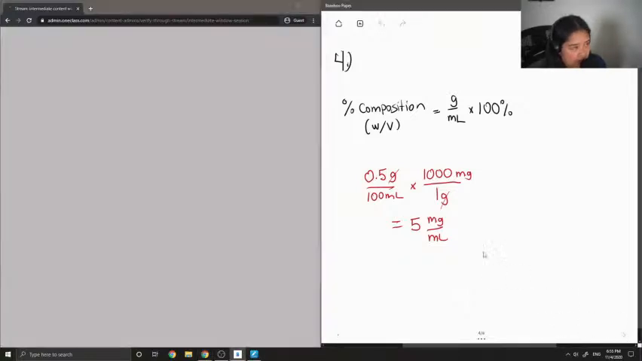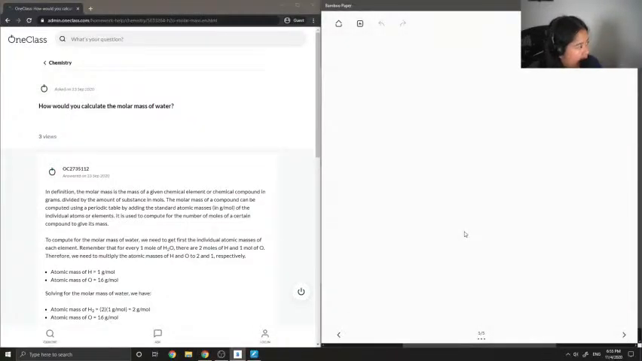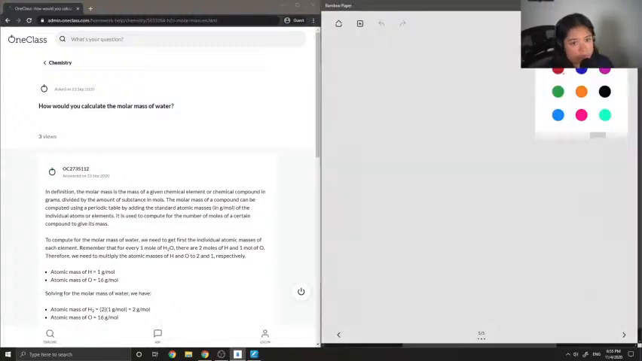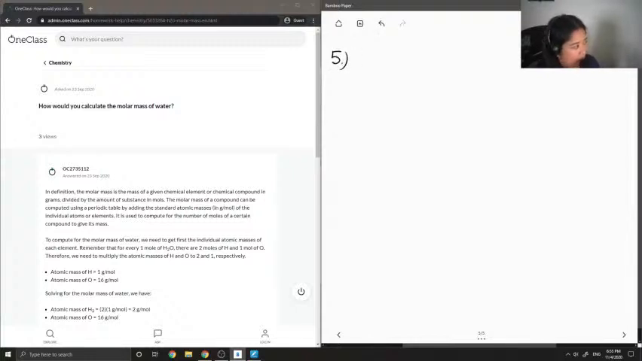Okay, so let's move on to question number 5. How would you calculate the molar mass of water? Okay, so for the molar mass of water, first we need to find out our atomic masses of hydrogen and oxygen. So these are values that you would just find on the periodic table. For the molar mass of hydrogen, it's 1.01 grams per mole. And the molar mass of oxygen is around 15.99 grams per mole.